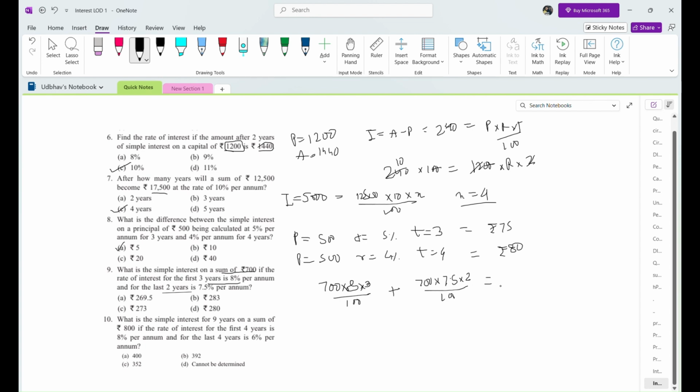So yeah, we can just solve this. We can get it as 7 into 8, 56 into 3, 168, plus 7 into 7.5 into 2, 105. 105 plus 168 is 273.